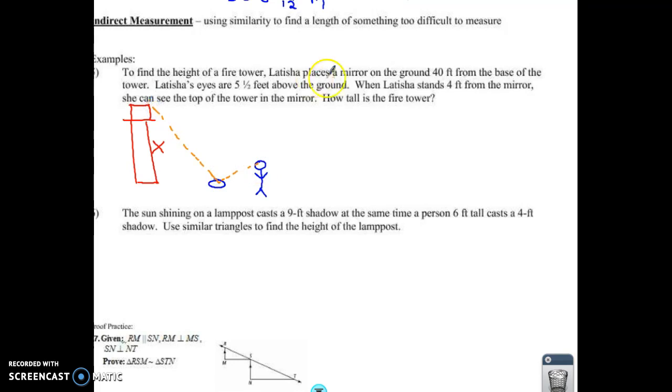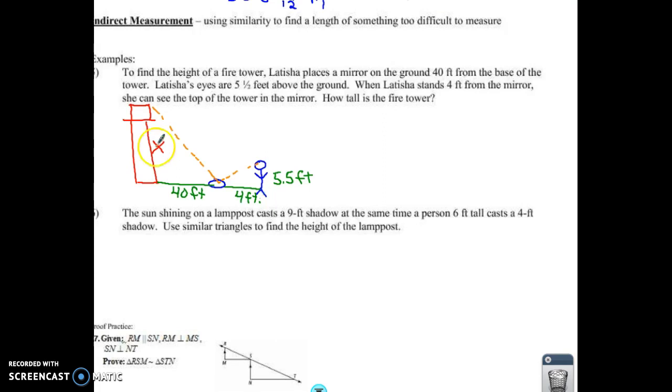So she places a mirror 40 feet from the base of the tower. So this distance along the green grass here is 40 feet. Her eyes are 5.5 feet up, 5.5 feet. I'm using a decimal. When Letitia stands 4 feet from the mirror. So this distance here is 4 feet. All right, great. So I can set up any proportion that I want.